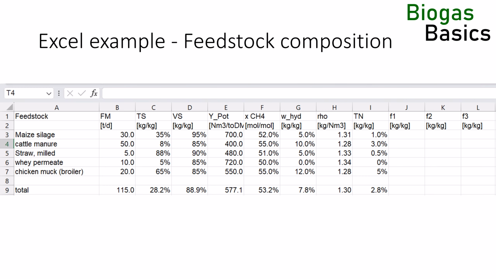Here's how we balance the substrate fractions in Excel. We start with the previous feedstock table. We extend the table with three new columns: substrate fraction 1, 2, and 3, shown as F1, F2, and F3. These fractions describe the mass percentage of biogas produced from each fraction. They add up to 100%.